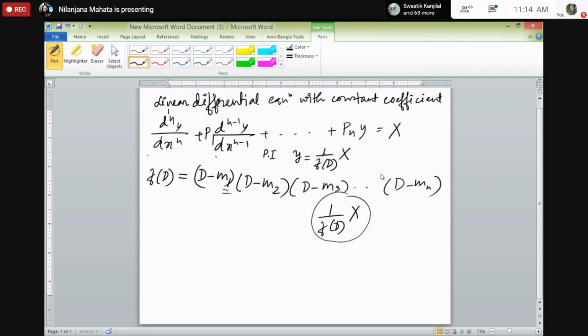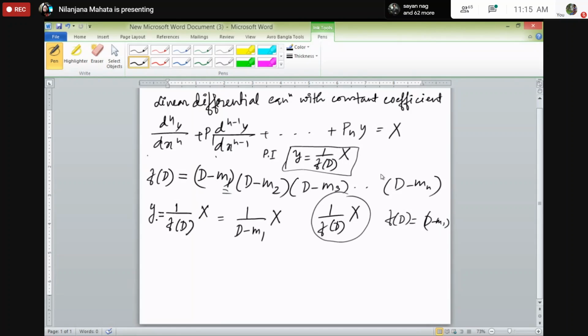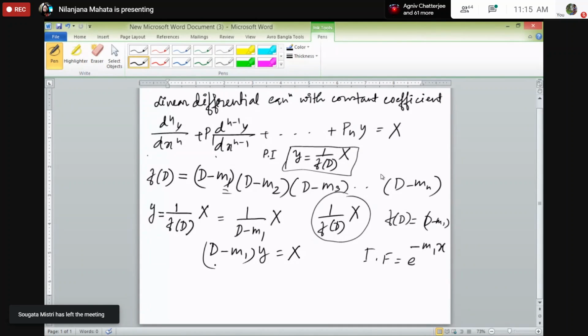Suppose your equation is nth order, so it will have n factors. First I am taking only a single one, that is 1 by f(D) x, where my f(D) is simply D minus m1. So this will be nothing but 1 by (D minus m1) x. I am writing this as my P.I., getting it from y is equal to 1 by f(D) x. And you know it's a first order linear differential equation. The integrating factor is nothing but e to the power minus m1x.